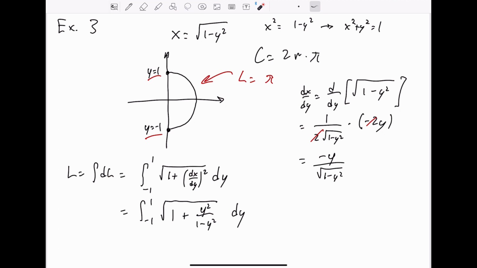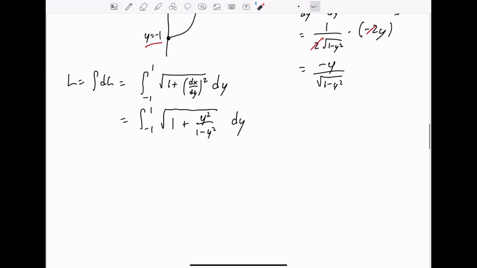Now how do we evaluate this integral? This looks rather complex. Let's work through the steps because this is really good practice. First thing we want to do here is to simplify under the square root. So I'm going to get common denominators here. I'm going to convert this 1 to be 1 minus y squared divided by 1 minus y squared. That'll give me common denominators and allow me to add underneath the square root. So the 1 I write as 1 minus y squared divided by 1 minus y squared plus y squared divided by 1 minus y squared, with respect to y.